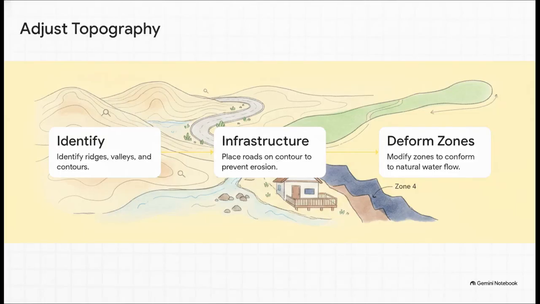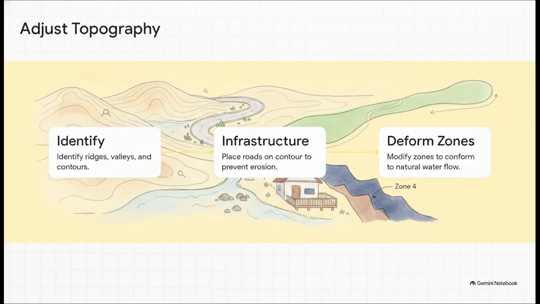Okay, since real land isn't a perfectly flat piece of paper, our pristine, concentric circles now have to morph to fit the actual Earth. This is where the theory really hits the dirt. Step 1 is identifying topographical features, things like your primary valleys, steep ridges, and contours.